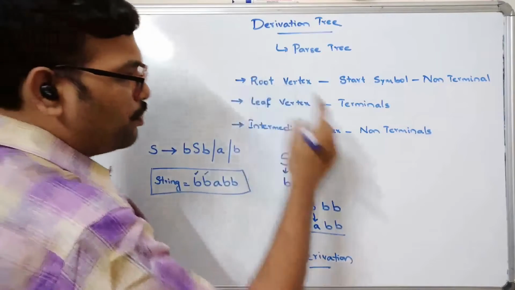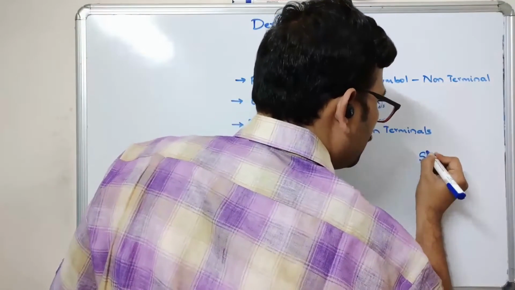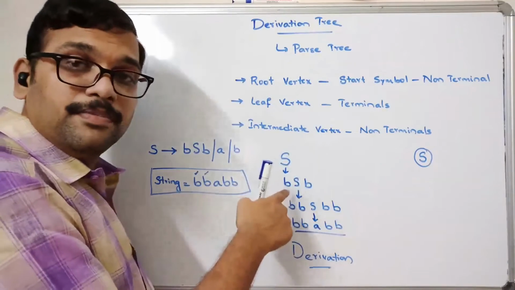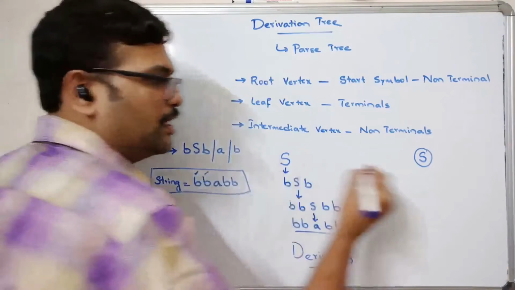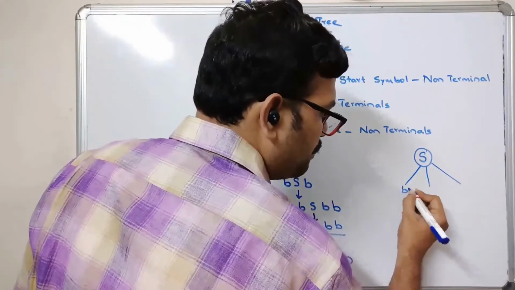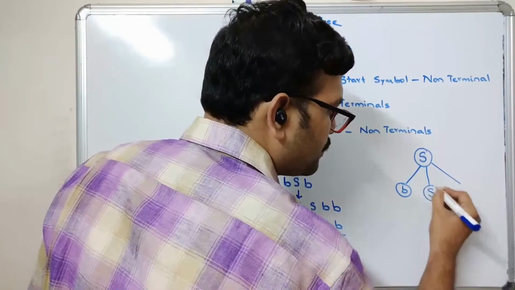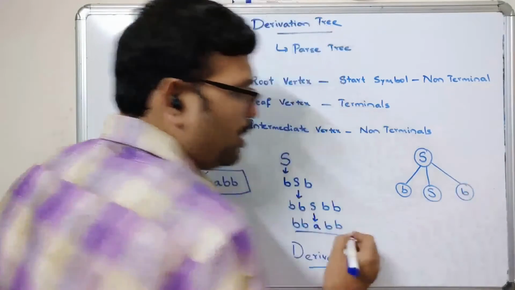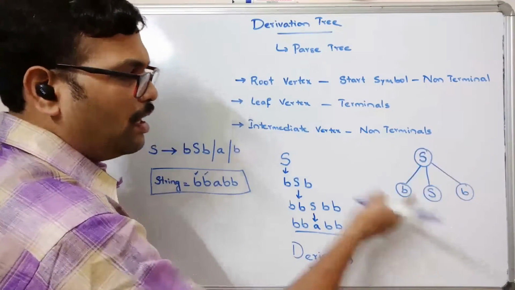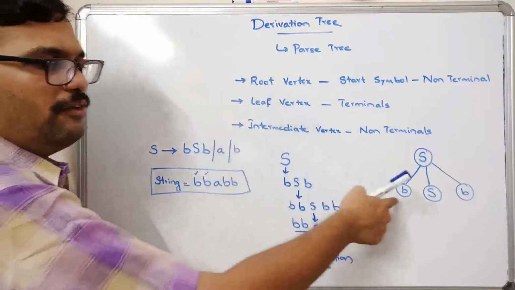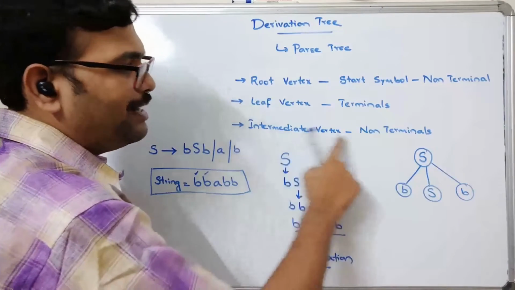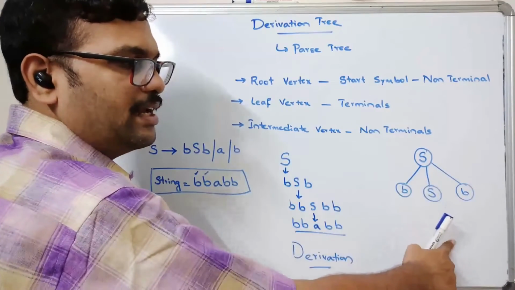So what is the start symbol? S is the root vertex. By S we are substituting another production, that is BSB, so it will have the branches B, S, B. Here you can observe B are nothing but terminals. If it is a terminal, automatically it will be a leaf vertex, so there will be no expansion, no branches. And S is a non-terminal, so it is an intermediate node, and we can expand S again.